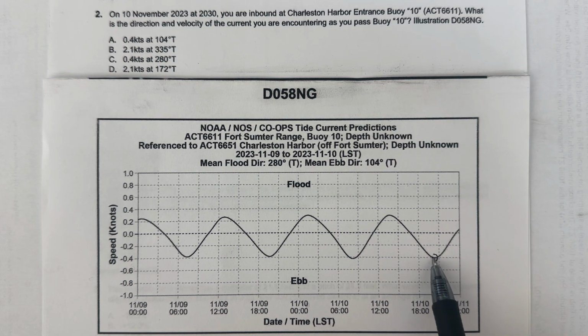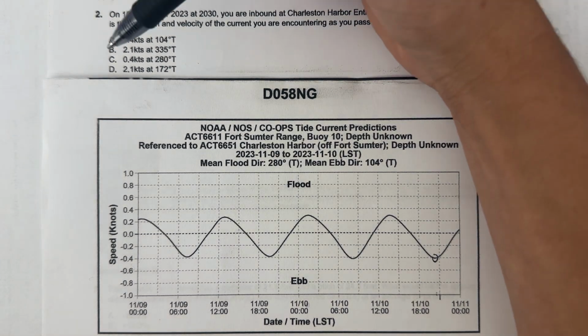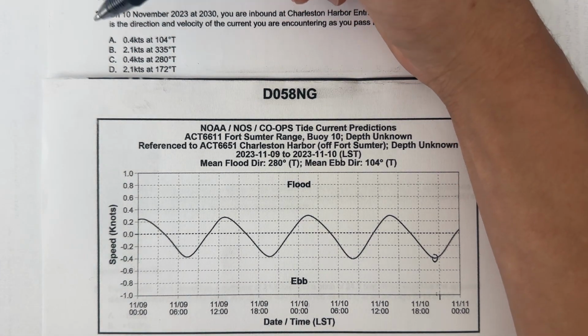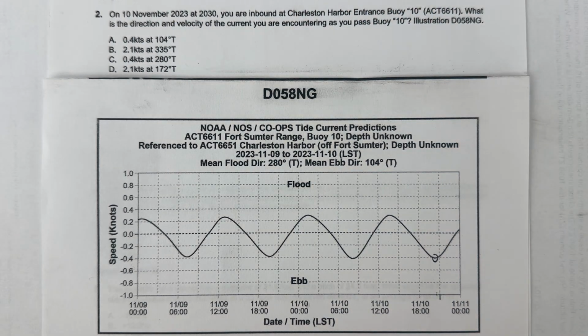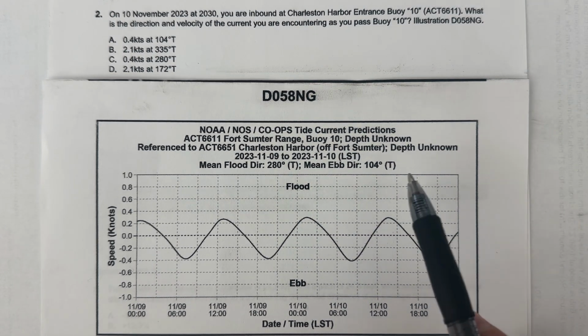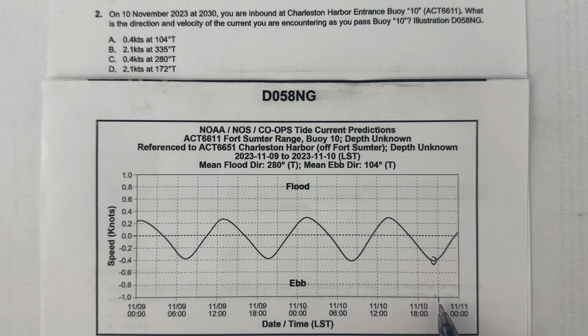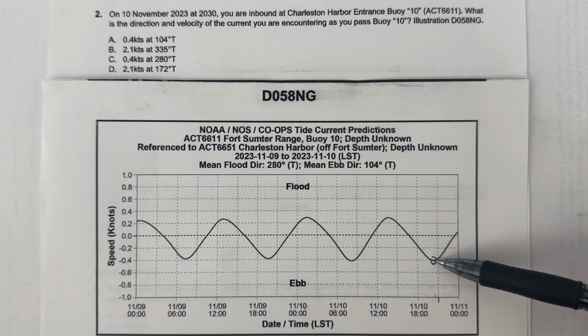We'll take this all the way to the left and see that the speed is 0.4 knots, so we can go up into our answer choices and cross off B and D because A and C are the only ones where the speed is reflected as 0.4 knots. And we'll go back to the problem and look at the time. So 2030, are we ebbing or flooding at 20:30 on November 10th? We're below the line. Above the line is flood, below the line is ebb. So we're ebbing. We know the speed is 0.4 knots.